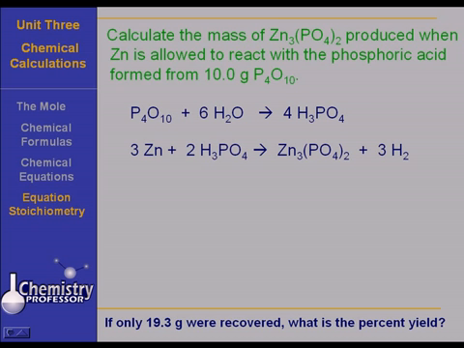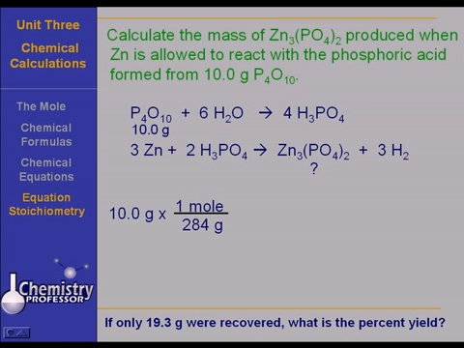If you don't have experience in working calculations from chemical equations, you might want to go back and look at an earlier lesson on that. But anyway, we have 10 grams of P4O10, and we want to know what mass of zinc phosphate is going to be produced. Well, we start out with our 10 grams of P4O10 and we convert that to moles. And we know that 1 mole of P4O10 weighs 284 grams.